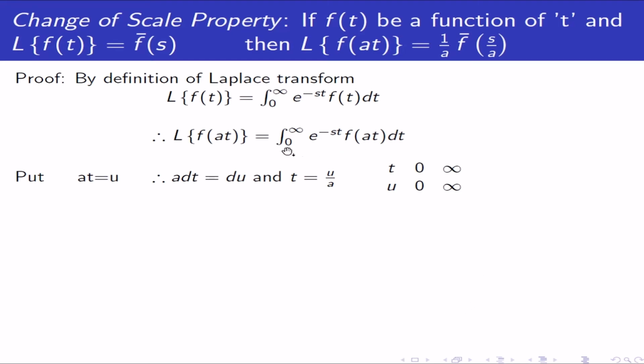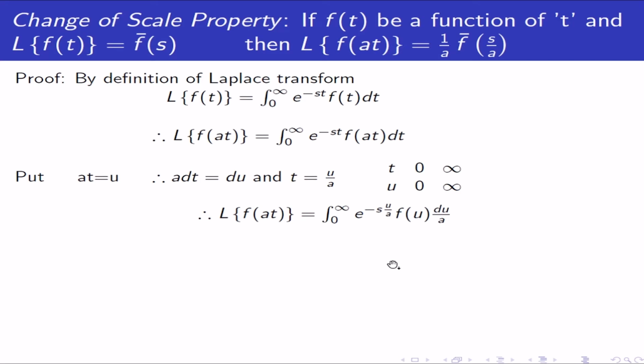To simplify this integral, let us put at is equal to u. Therefore, a dt is equal to du and t is equal to u by a. As t varies, u will vary. T varies from 0 to infinity, so u will vary too. For t equal to 0, u is equal to 0, and for t equal to infinity, u is equal to infinity.